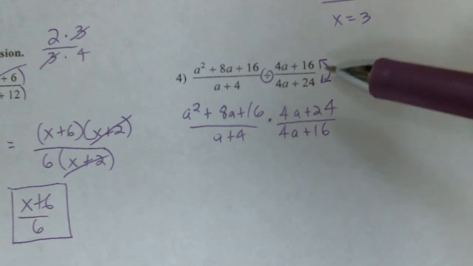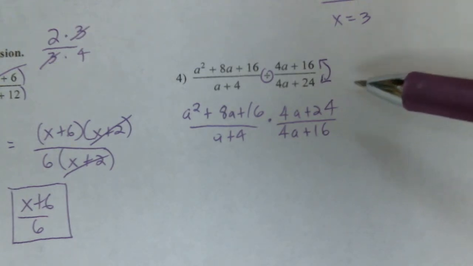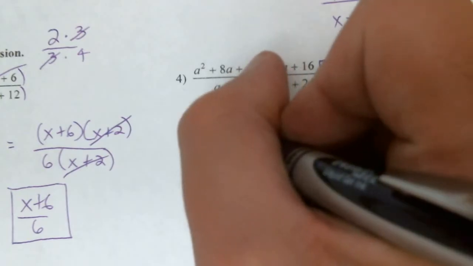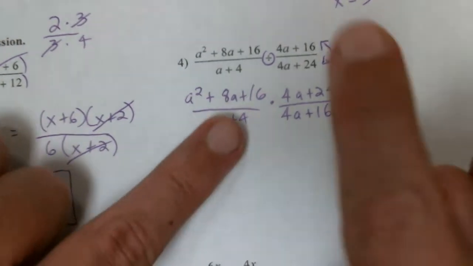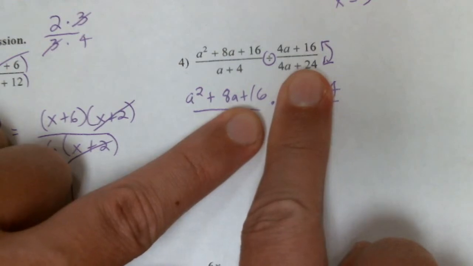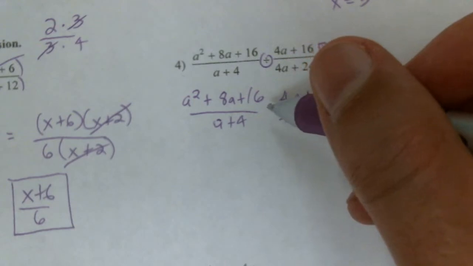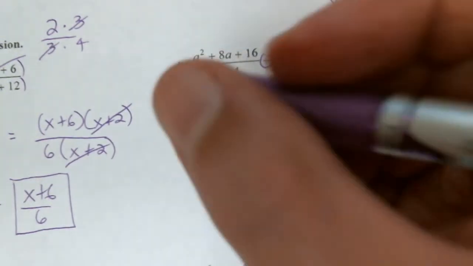Now, is there anything that I can cancel? Well, I always like to start with the binomials, but we can go ahead and factor the trinomial first. That's no problem. Let's factor this numerator, a squared plus 8a plus 16. What are the factors of 16 that add to 8? 4 and 4. Now, normally we would write this as a plus 4 quantity squared. I'm going to go ahead and separate it.